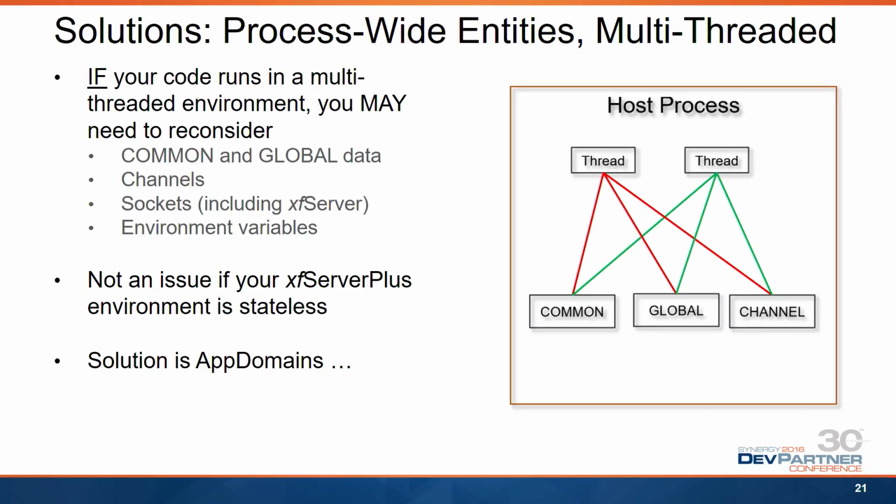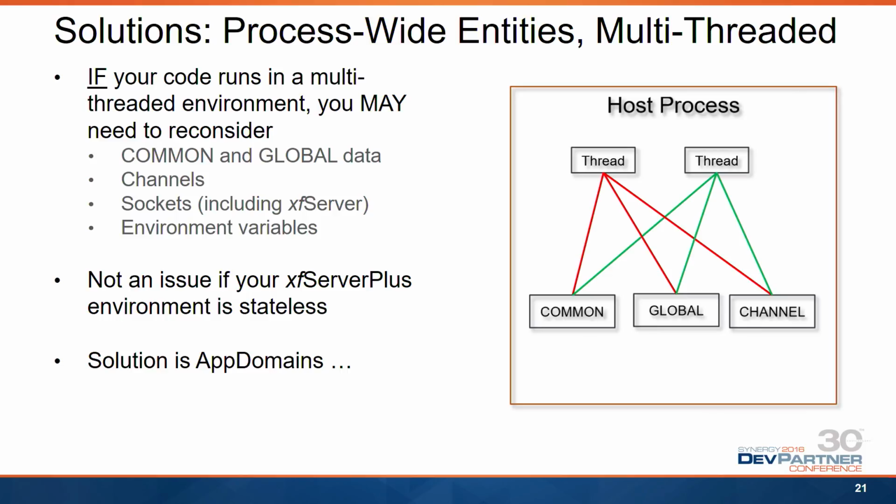The solution to process-wide entities in a multi-threaded environment. So if it's a web application, for example, and all of a sudden your code has gone from running in separate processes per connection to now it's threads within the web server, things like globals and commons and channels and socket connections and environment variables and various other things. Now you used to have your own set of those things, and now everybody's sharing one set within the process, which is the web server, or the app domain that is running the code inside the web server.